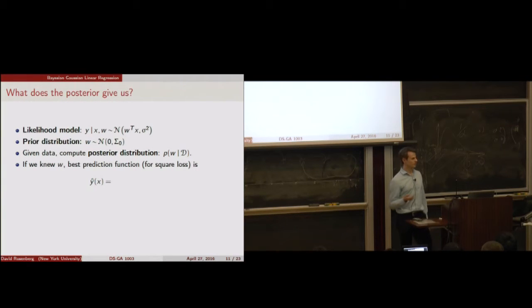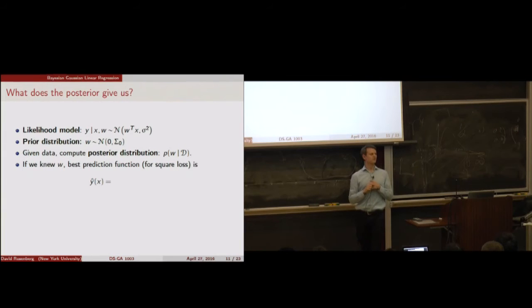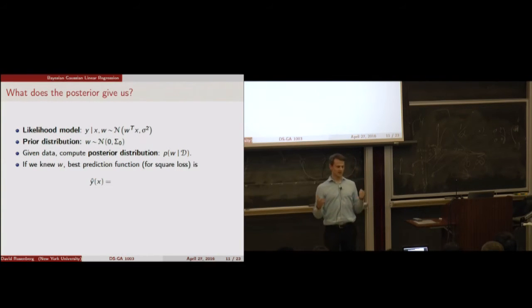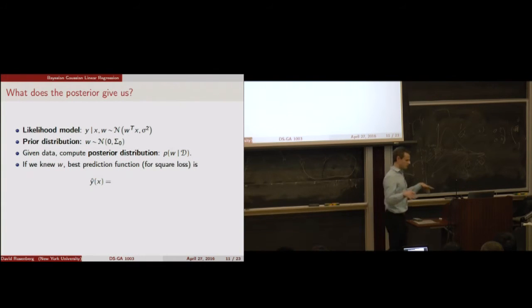All right. We don't know W. What do we have on W? We have a probability distribution on W called the posterior distribution. It's our best guess as to the distribution of W. It represents our belief on W after observing the data.